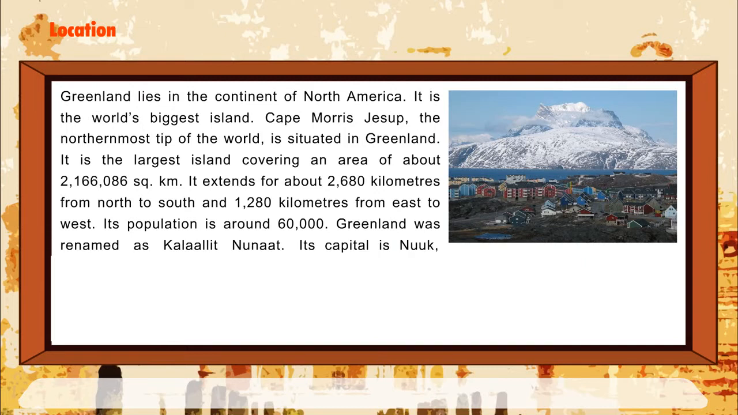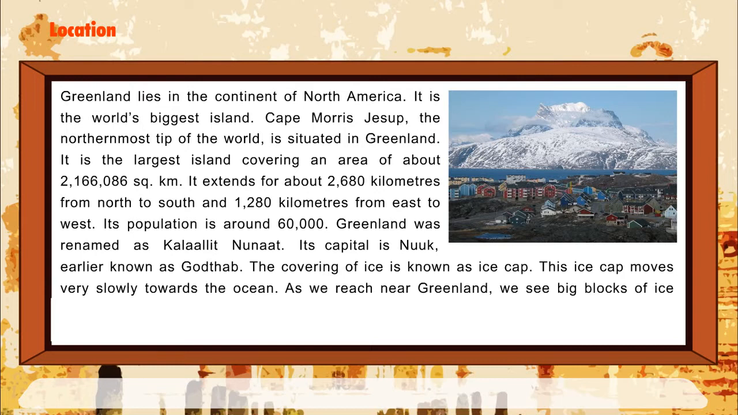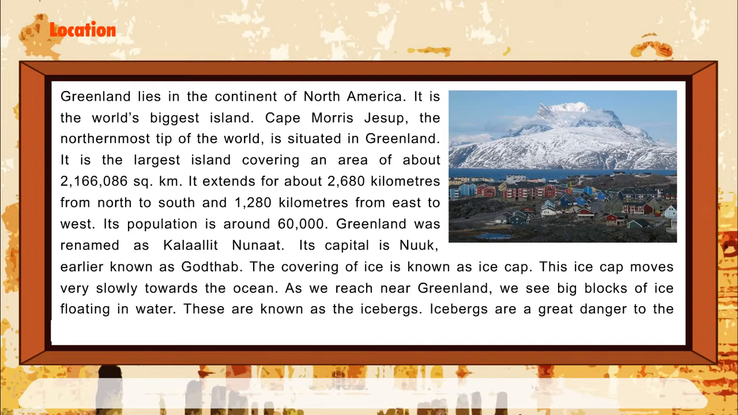Greenland was renamed Kalaallit Nunaat. Its capital is Nuuk, earlier known as Godthab. The covering of ice is known as ice cap. This ice cap moves very slowly towards the ocean. As we reach near Greenland, we see big blocks of ice floating in water. These are known as icebergs. Icebergs are a great danger to ships because ships sometimes hit the icebergs and sink.